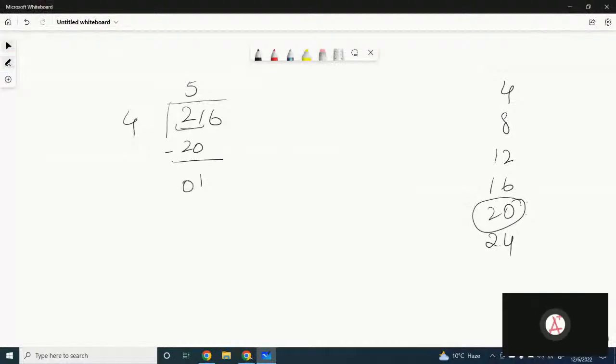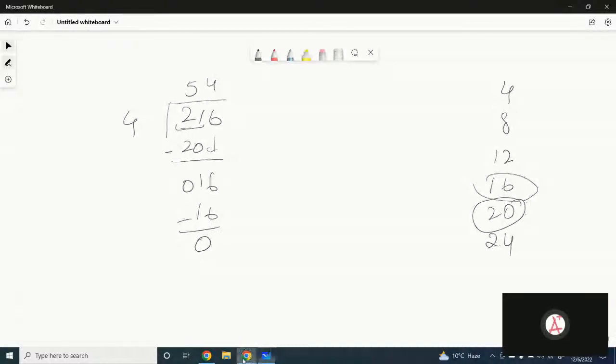4 times 5 is 20, and 21 subtract 20 is 1. So if 1 is less than 4, you have to bring the next digit down. It would be 16. You have to count it in the table of 4. So 4 times 4 is 16. Got it? 16 subtract 16 is 0. So the answer would be 54. Got it?